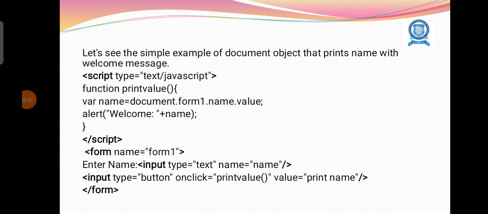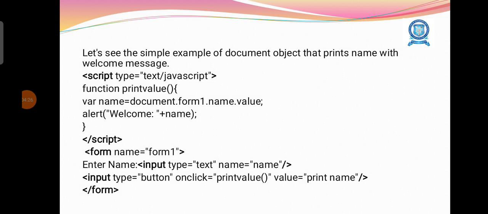Here we are seeing the program. Inside the script we have defined one function known as printValue. Inside the printValue function, we are taking the text value that we will give in the form. We will type in the text field of the form. That value will be extracted.